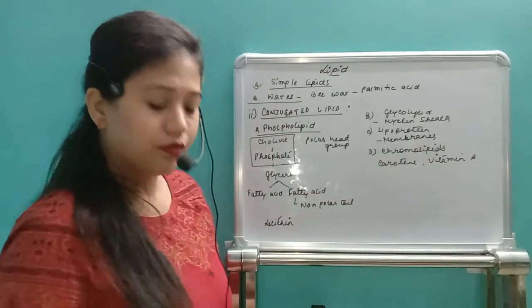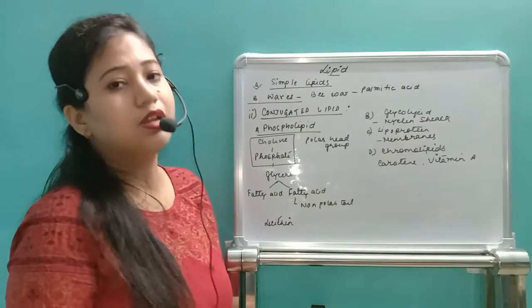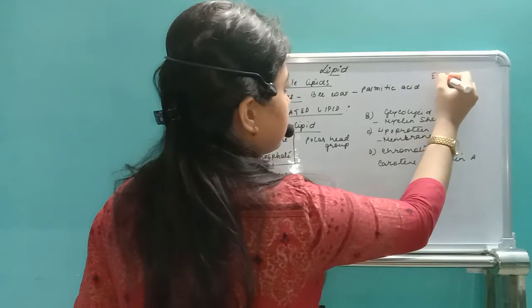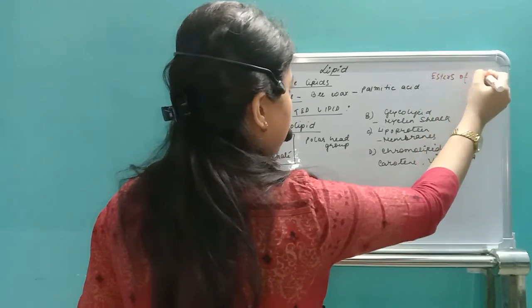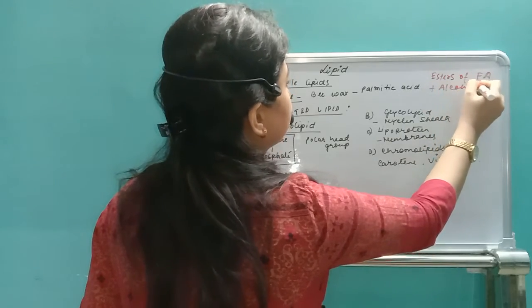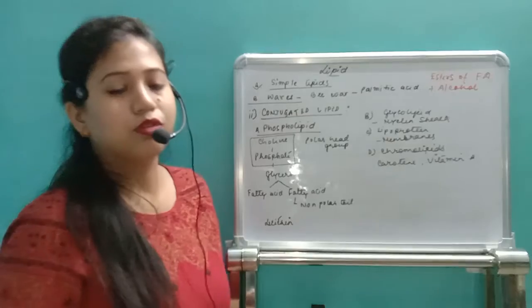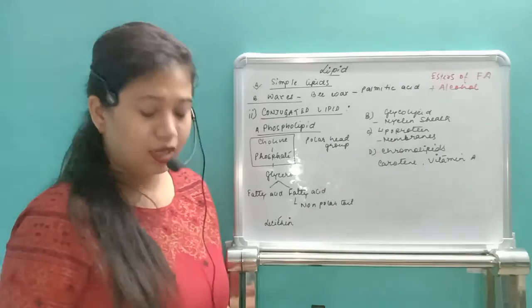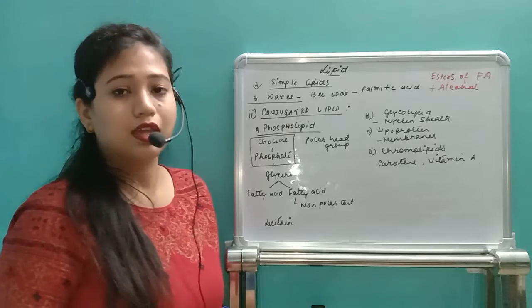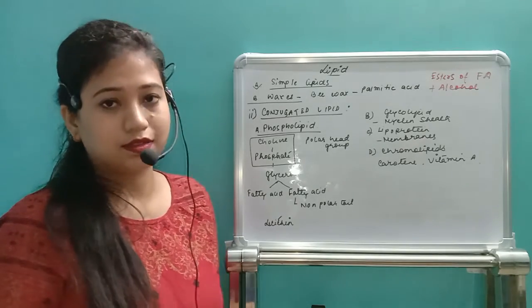Okay, so for the wax, you have to remember these are also esters of fatty acid and alcohol, but this alcohol should not be glycerol. So the esters of fatty acid and alcohol other than glycerol will be called waxes. Yes, a number of animals produce waxes.